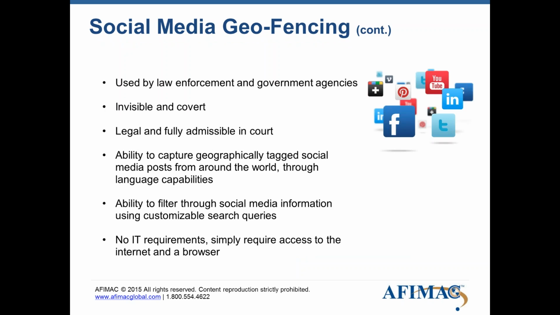So geofencing is commonly used with law enforcement and government agencies, completely legal and it's invisible. It has fantastic flexibility as far as filtering and customizing your searches, and that's pretty adaptable. And it can capture both geographically, and we can also pinpoint a particular individual. And it's also historical, and I'll provide a great example of that shortly.